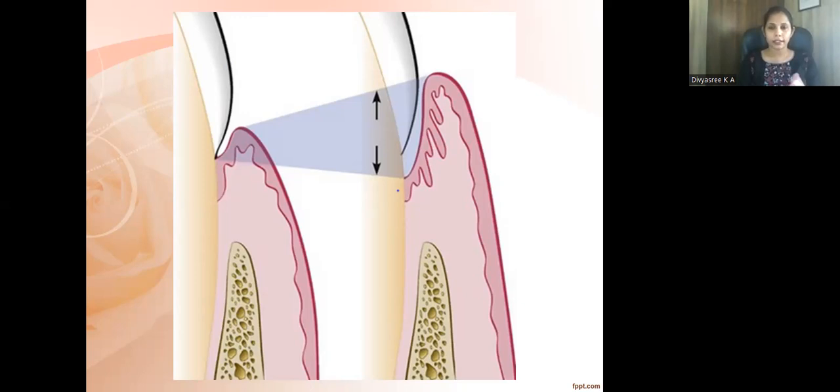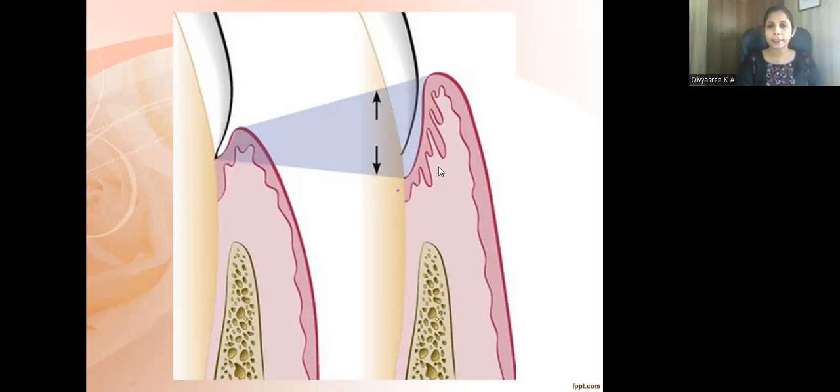This periodontal pocket has a soft tissue wall as well as a hard tissue wall. This is the soft tissue wall, and the other portion is the hard tissue wall. Both these surfaces harbor microorganisms as well as their products. So it is necessary to remove both these surfaces in order to create a maintainable state of the periodontium.